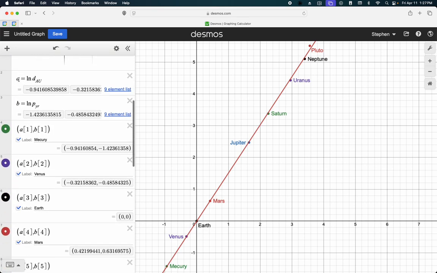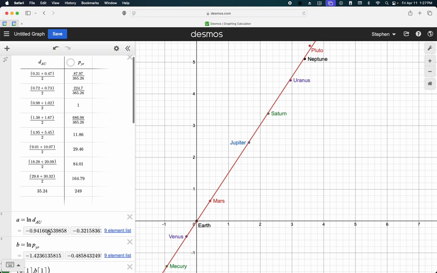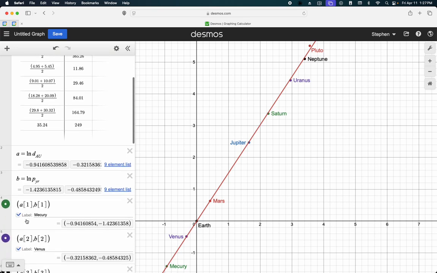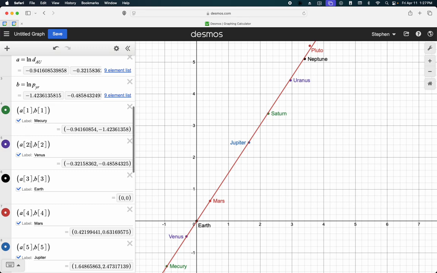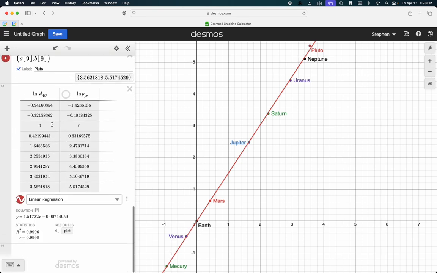renaming the data columns. It started off as being the linear data, A equals DAU. That's when it gave the exponential distribution of the planets. I changed it. Now A and B are the log versions of that, and that updated all of my points. So my named and labeled planets got rearranged, and I did my linear regression on the log data.